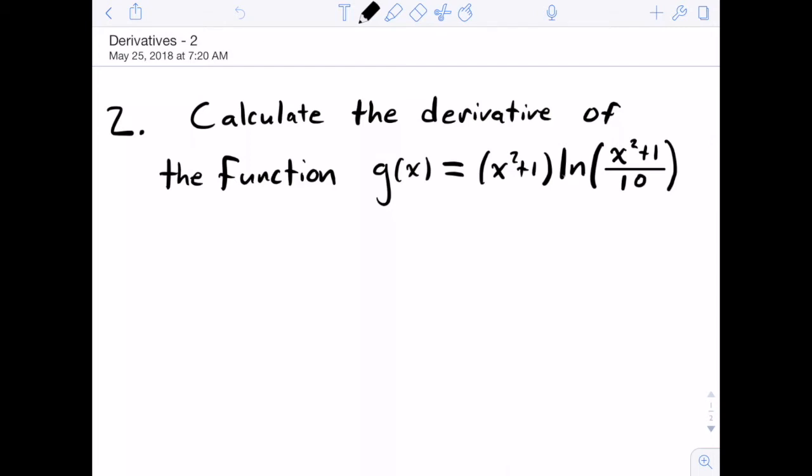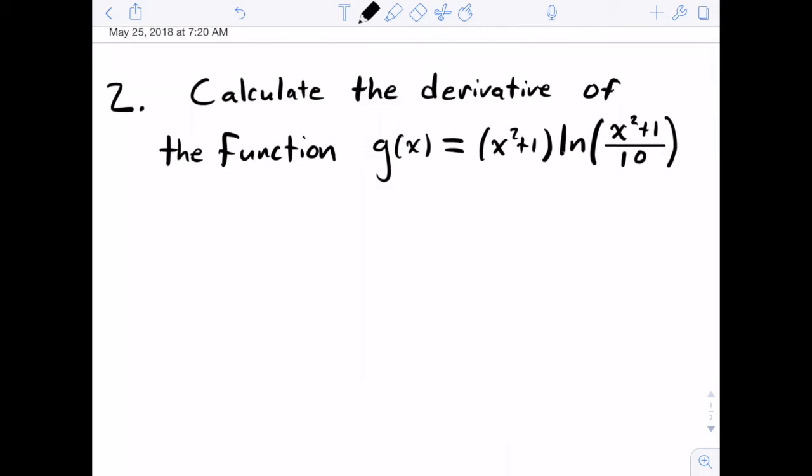The one thing that we could do that I'm not going to do, but just so you know you can, is distribute the ln function into both terms, multiply it out and then take the derivative of the individual pieces. But what we're going to do is use the product rule because it's actually going to be easier, I think. We have two functions being multiplied by each other: x squared plus 1 and ln of (x squared plus 1) over 10. Whenever you have two functions being multiplied, you want to use the product rule to take the derivative.